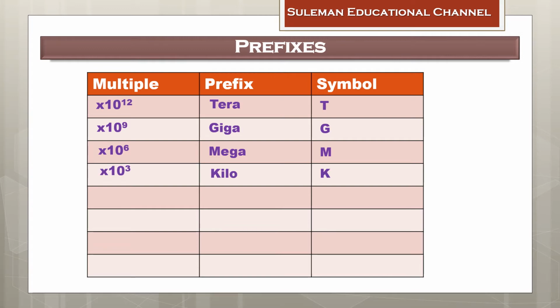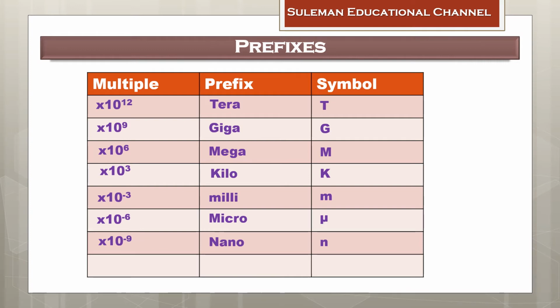Multiply with 10 to the power 3. The prefix used is kilo and is represented by the symbol k. Multiply with 10 to the power minus 3. The prefix used is milli and is represented by the symbol m. Multiply with 10 to the power minus 6. The prefix used is micro and is represented by the symbol mu.